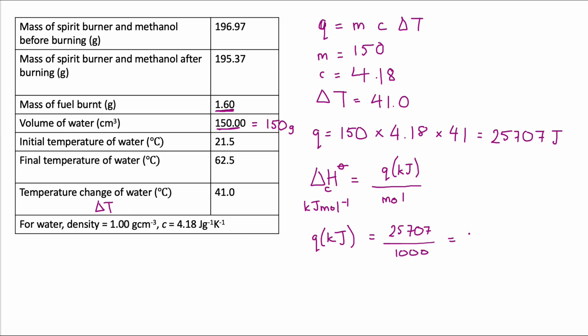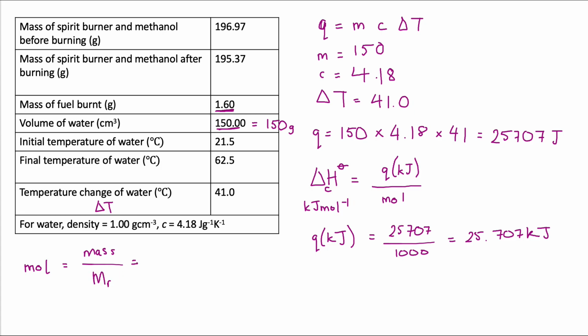and that's going to give me 25.707 kilojoules. Okay, so now I've got my Q in kilojoules. I just need to work out the moles of the fuel burnt. So I'm just going to move down here. So the mass of my fuel is 1.6. Now if I want to work out moles from mass, it is mass in grams divided by the MR.